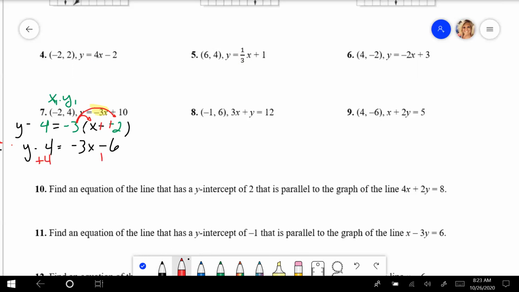Add 4 to each side. Y equals negative 3x minus 2. That will be your final answer.